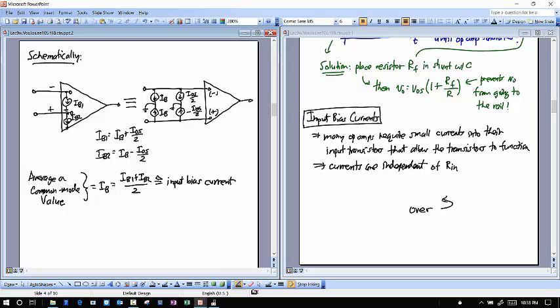Okay, and so the typical value for this is on the order of 100 nanoamperes for bipolar amplifiers, or I should say specifically bipolar op-amps.